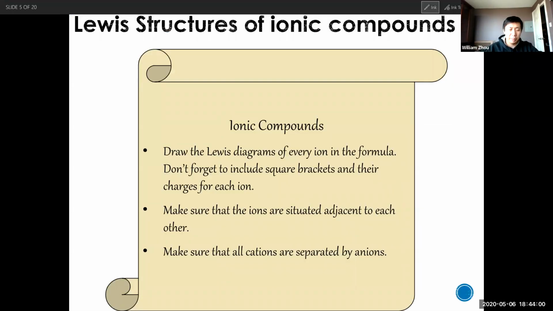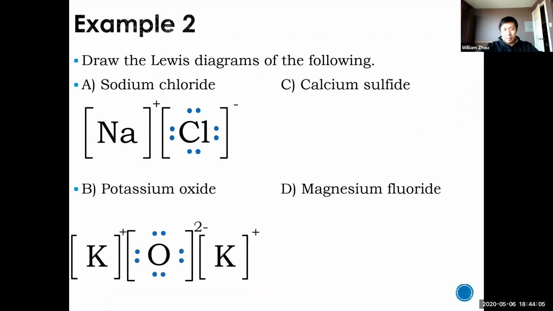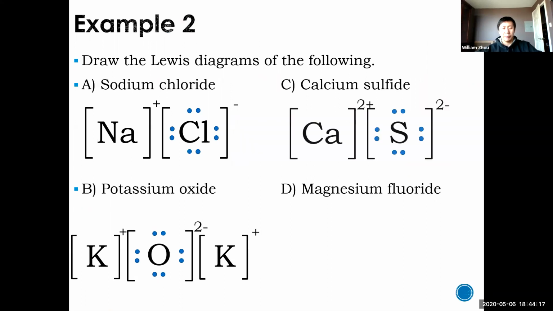Okay, so I'm going to take up the 2 examples here. For C, you have calcium sulfide, and the formula would be CaS, because calcium is 2+ and sulfide is 2-, so it's a 1-to-1 ratio. You just need 1 of each.